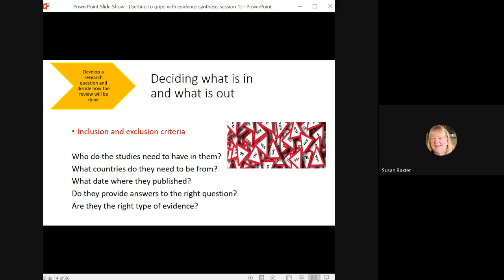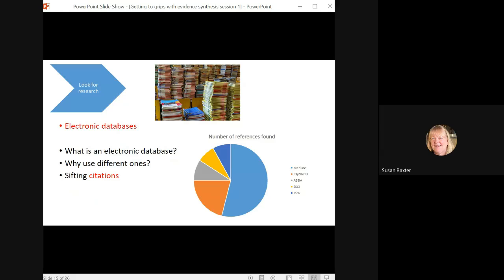As Fiona has said, we look at the evidence hierarchy to think, do we only want the very highest quality studies? Do we want qualitative studies? Or do we want a much broader range of evidence? So getting this inclusion and exclusion criteria right at the beginning is a really important part of getting the study started. So I'm going to hand over to Anna now, who's going to talk a little bit more about how we actually look for the research.